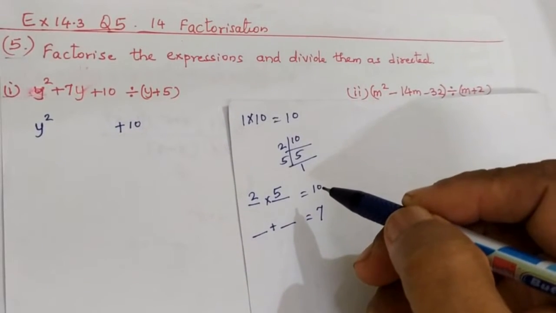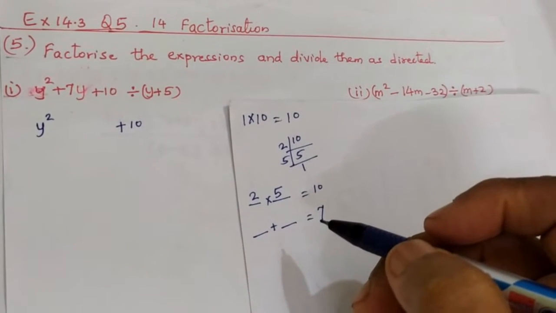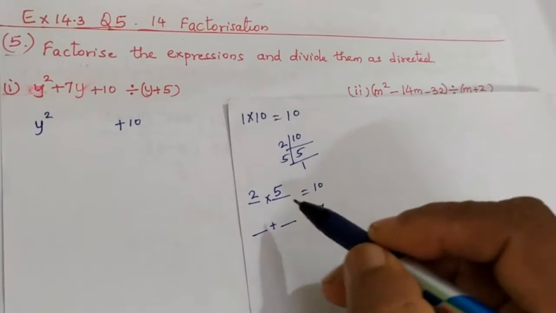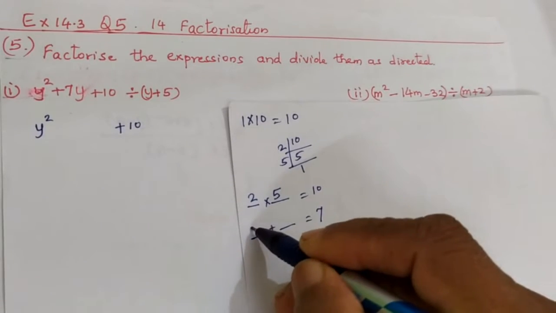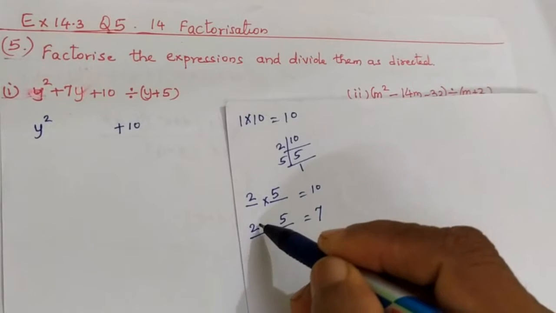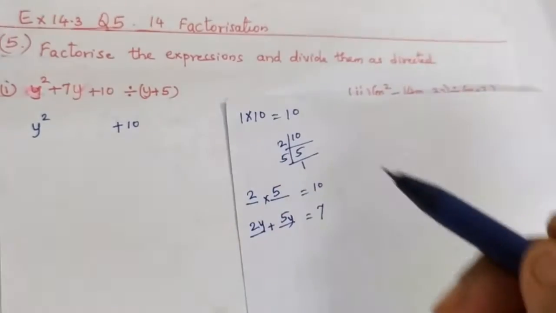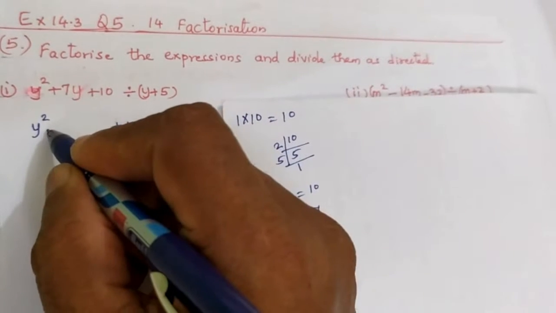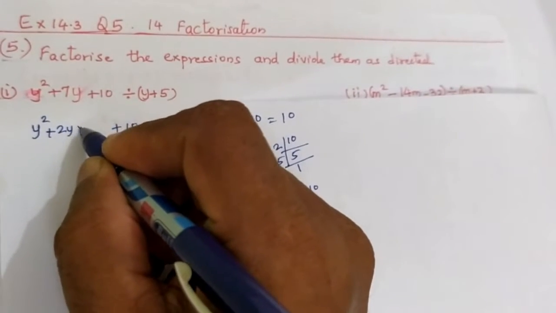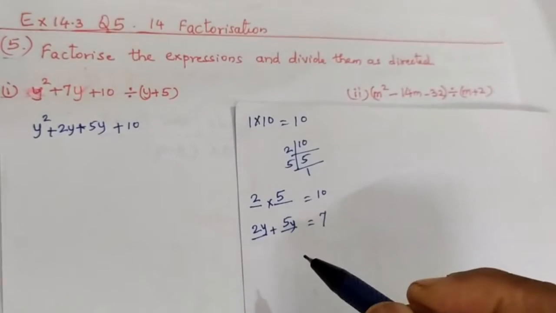Sometimes it can be a combination. You can refer to the previous videos, exercise 14.2, fifth one. So 2 fives are 10, and 2 plus 5 is 7. So it will be 2y plus 5y. We are going to split this 7y into 2y plus 5y, and this is plus 10.